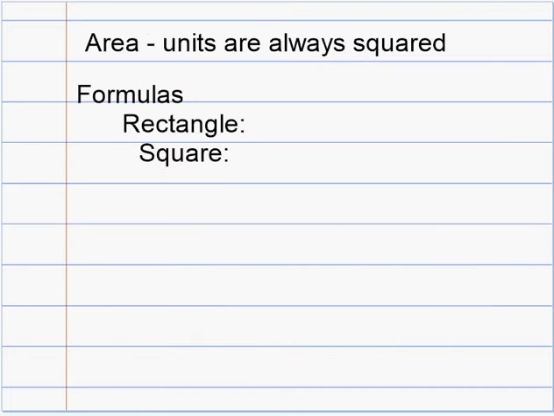Moving on to area, units are always squared, and the formulas for area of a rectangle, we start with A equals L times W, and the formula for area of a square is area equals side squared. Okay, remember, in a square we call the sides S, and in a rectangle we have L and W.